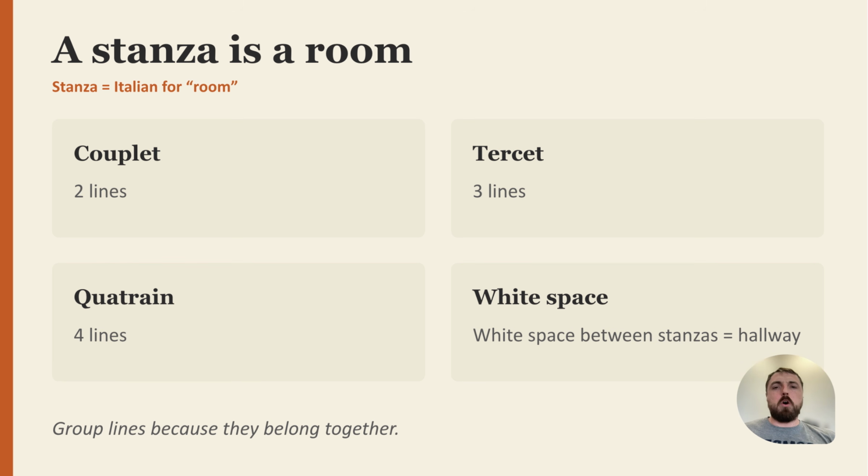A couplet is a small room. 2 steps and you're done. It is good for a hit of action, a turn, or a last look. For example, the lock stuck. I kicked it once.